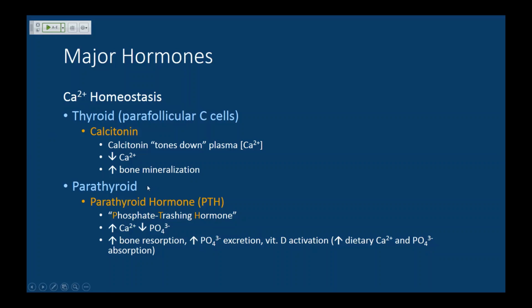The antagonist to calcitonin comes from the parathyroid, which is next to the thyroid, and it secretes parathyroid hormone, which you can remember by phosphate trashing hormone. Because in addition to antagonizing calcitonin and increasing blood calcium, it also decreases blood phosphate levels. Here's how this works. It increases bone resorption to take calcium and phosphate out of the bone.